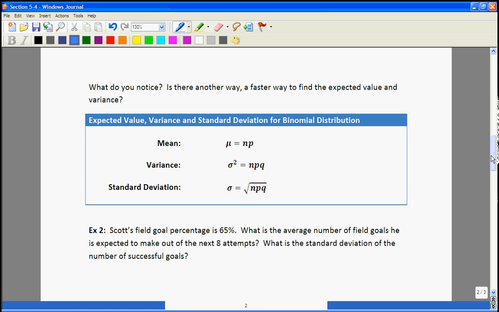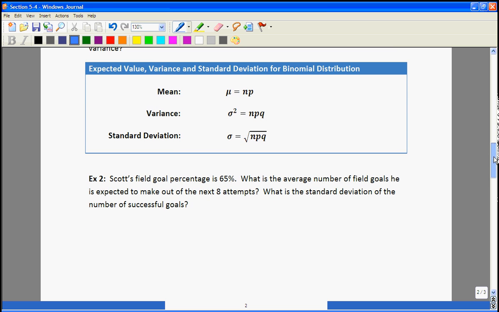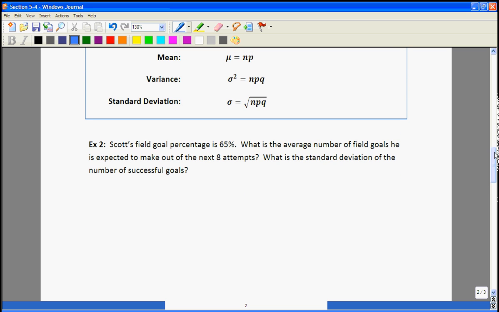And one more thing, the standard deviation, remember, is just the square root of the variance. So once I do NPQ for variance, I would just take the square root of that. So let's check it out. Let's use these quick methods now on the next problem, example 2.